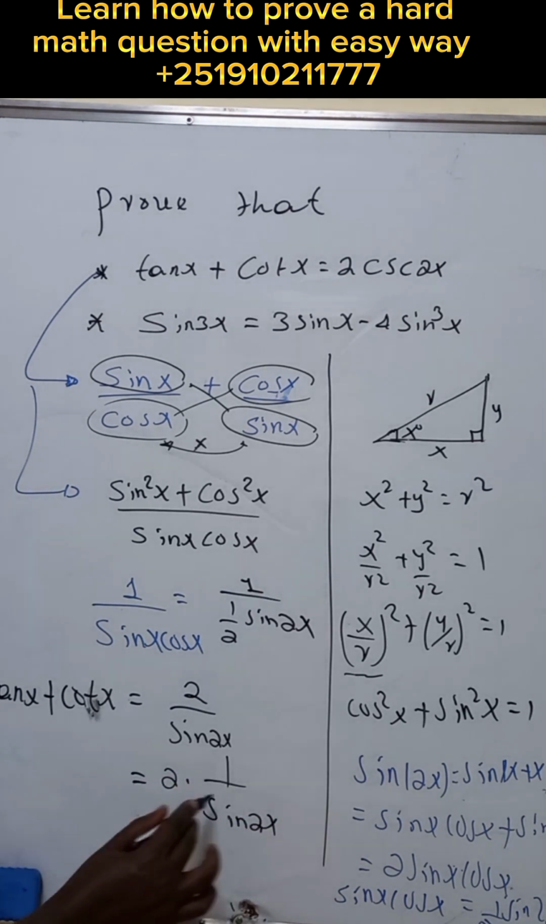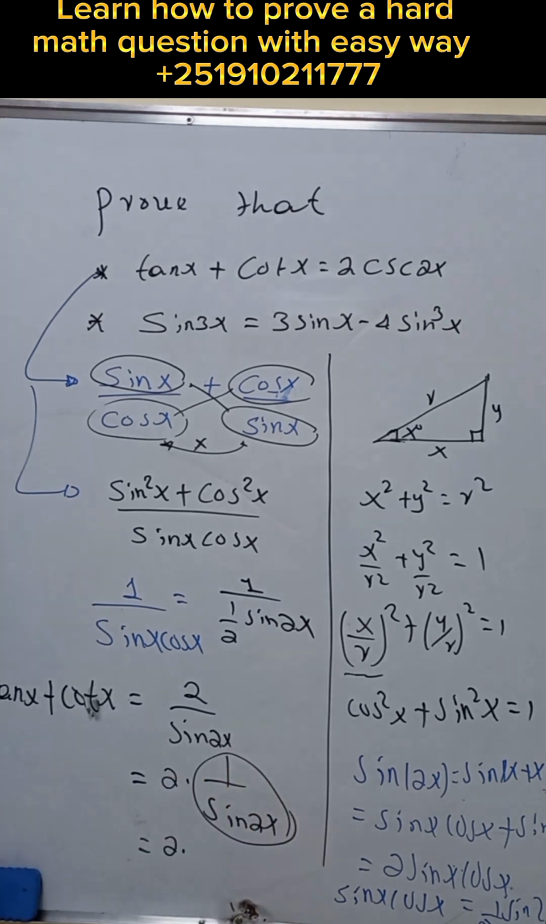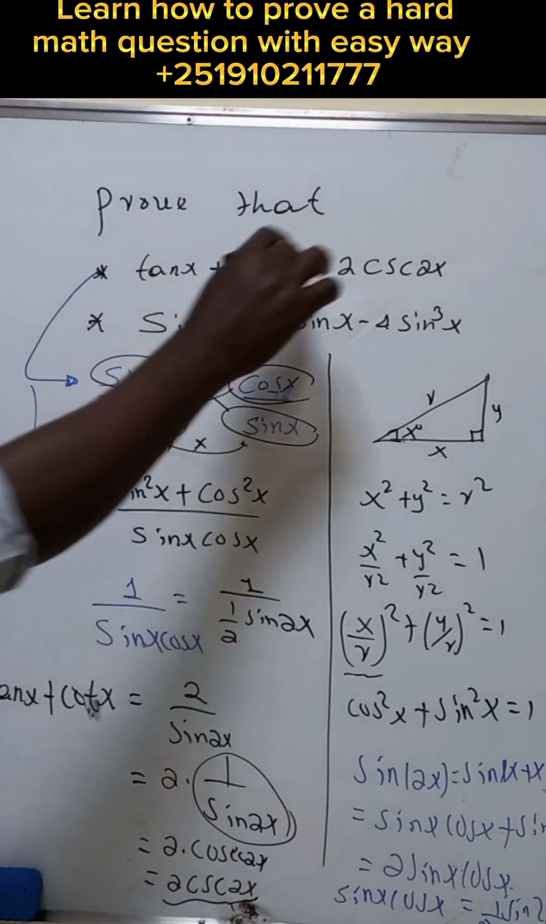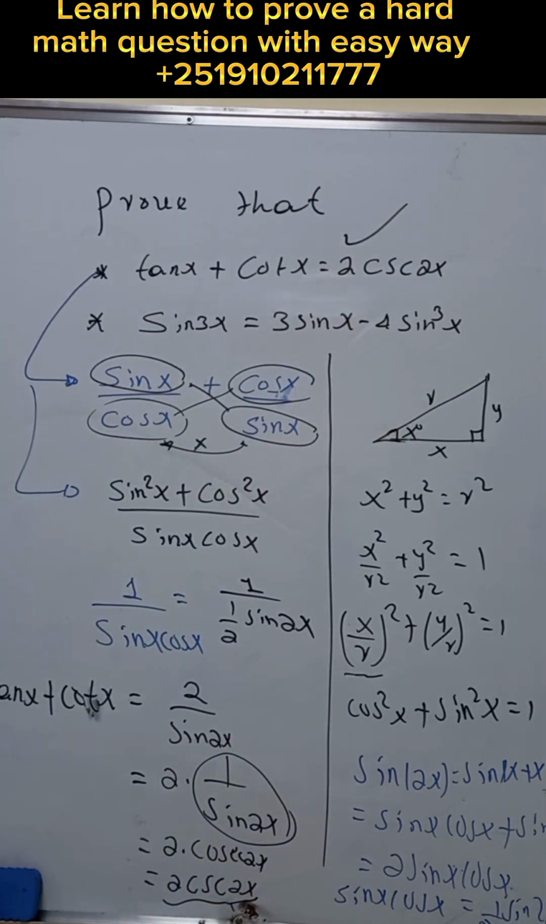This value is the reciprocal of sine 2x, and the reciprocal of sine 2x is cosecant of 2x. So in our abbreviation, we can write this as 2 cosecant of 2x. So this is the solution. Therefore, the first problem is proved.